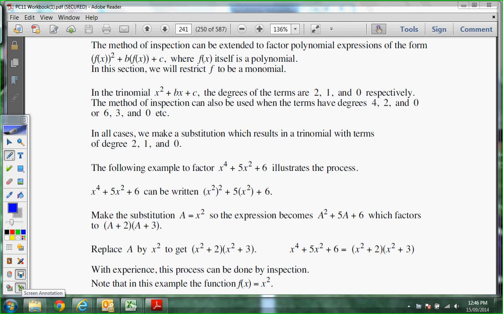So we can still use inspection today. We can still use decomp. It just depends what's left when we simplify or group. It's kind of weird. I'm struggling to find the right word to explain it, but maybe as we go, you'll get it.